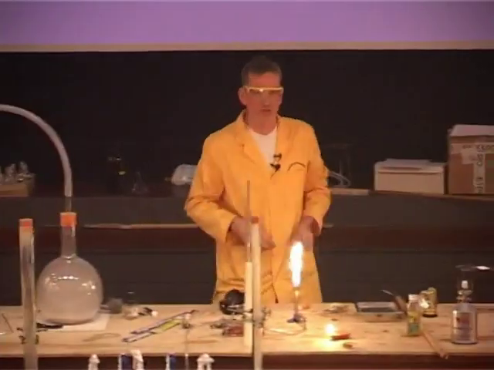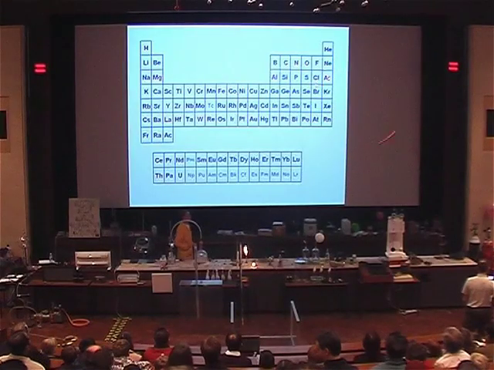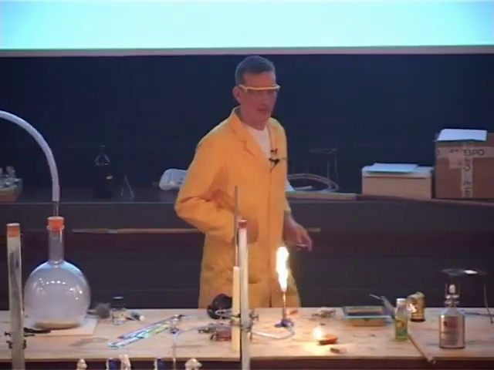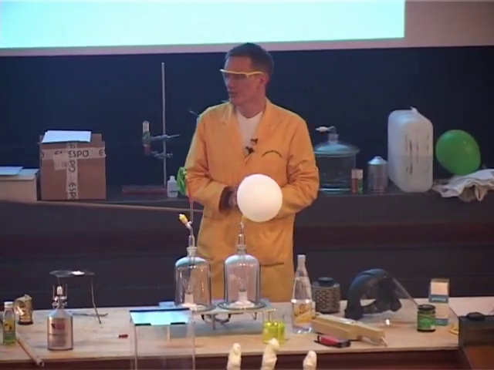Okay, well perhaps we ought to just find this in the periodic table. So the gas that we use instead of air is argon. And there it is up there. Very good.